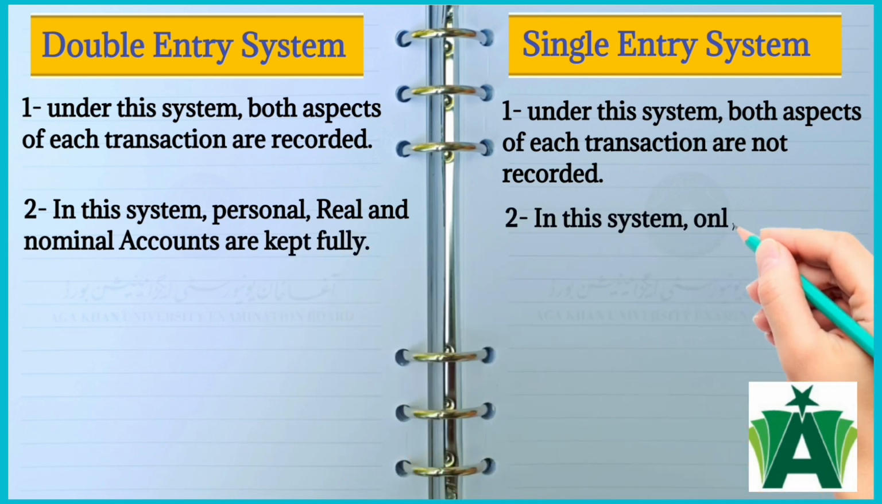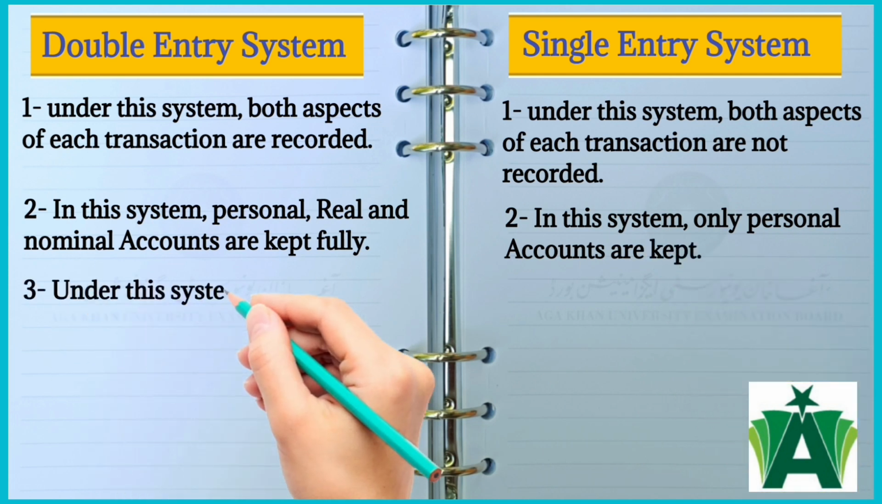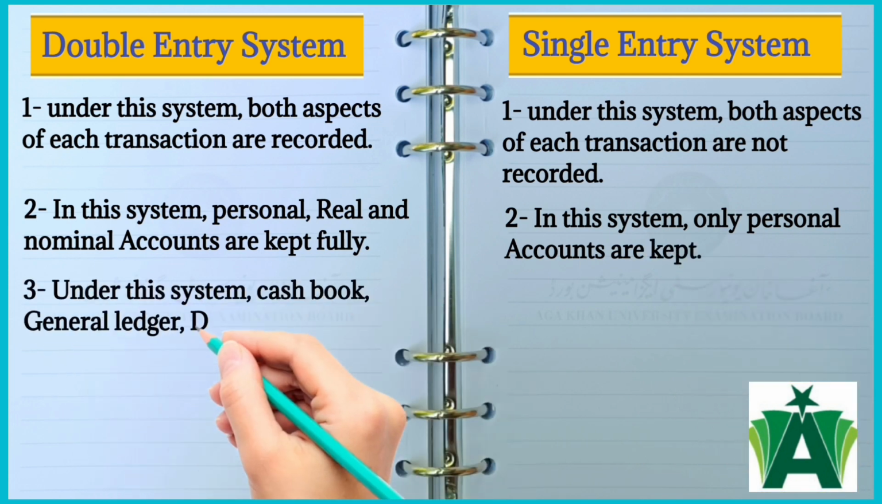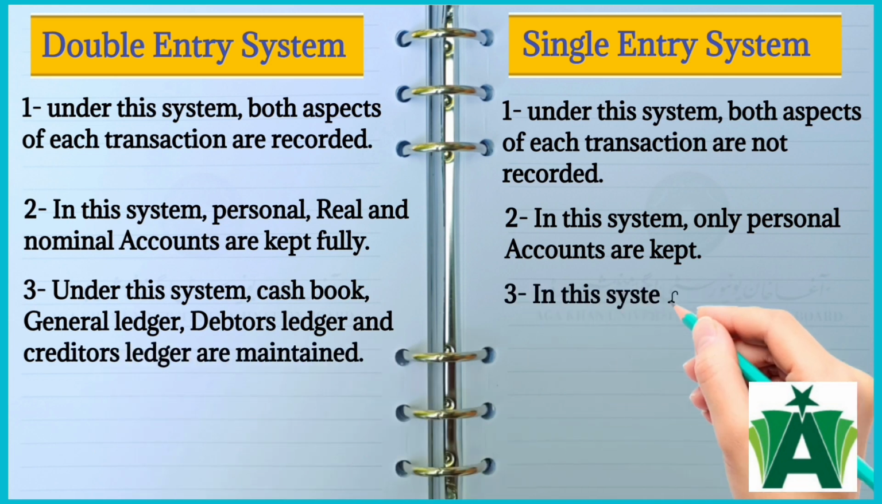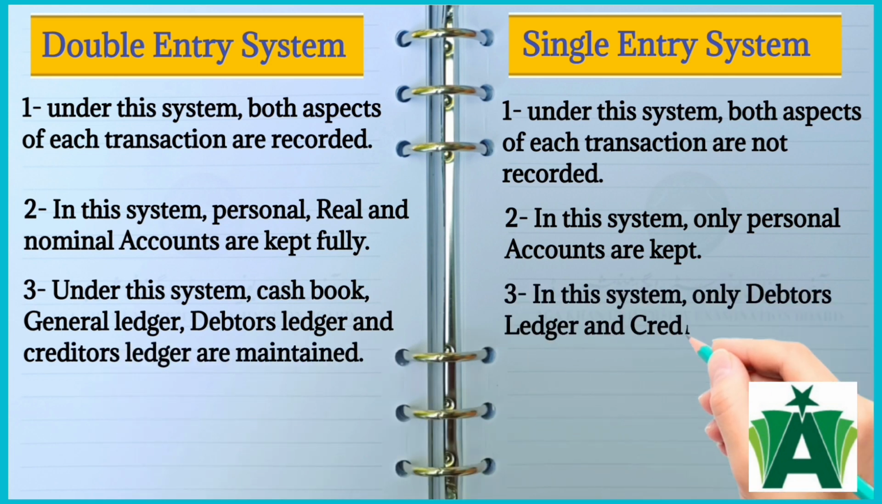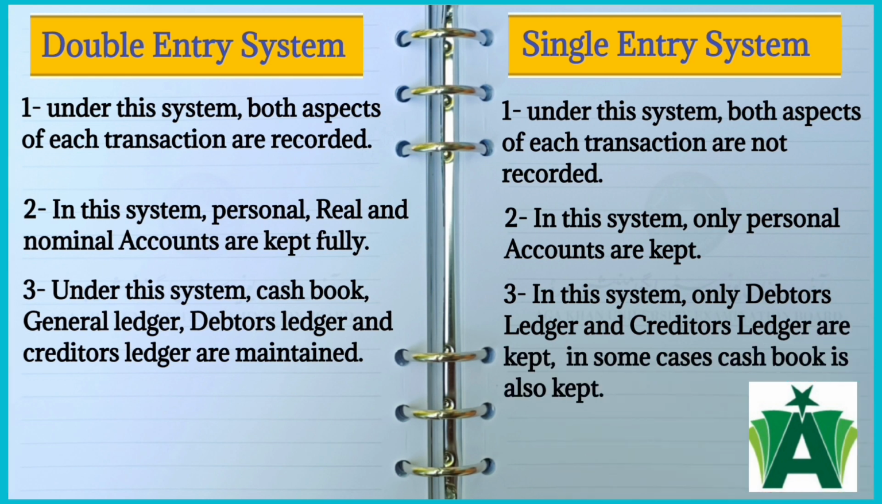Single entry: 2. In this system, only personal accounts are kept. Double entry: 3. Under this system, cash book, general ledger, debtors ledger and creditors ledger are maintained. Single entry: 3. In this system, only debtors ledger and creditors ledger are kept. In some cases cash book is also kept.